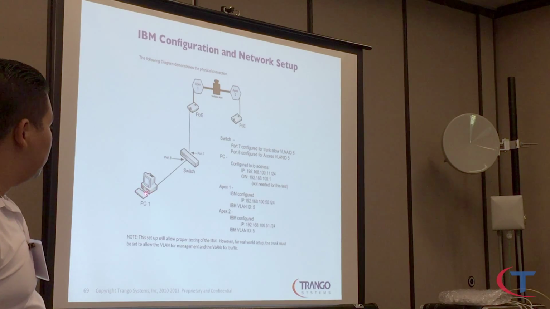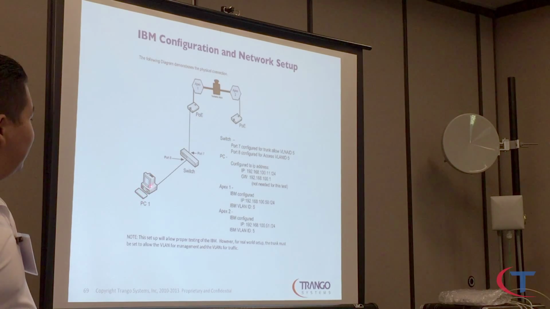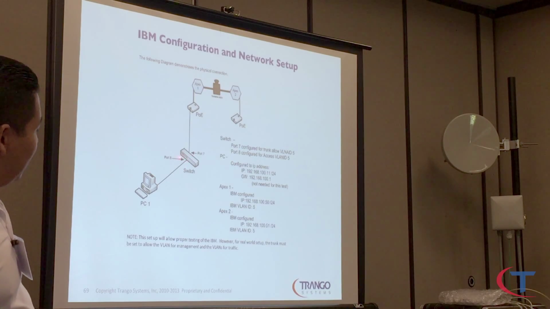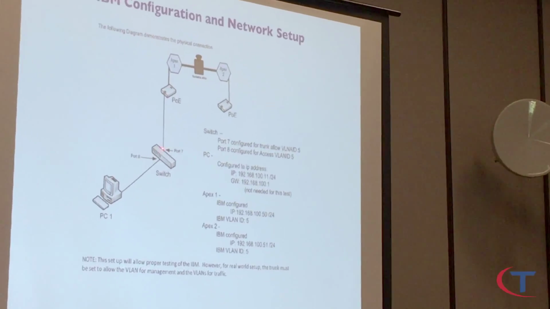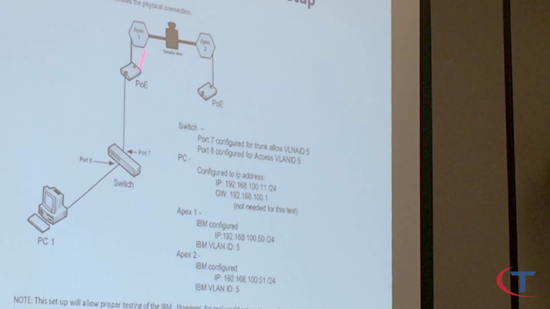So I have a computer here, a brand new iMac by the way. Then you go into the switch, and port number 8 is going to be our access port with the VLAN ID of 5. Port 7 is configured to be the trunk to allow VLAN 5 management. From there you go to the actual PoE port. So the PoE is plugged into number 7, and you access the computer via the switch through the port 8 access port. Now on the Apex, we have IBM configured to this IP with a VLAN tag and a VLAN ID of 5. So the VLAN that is tagged here on the switch must match the same on the radio.